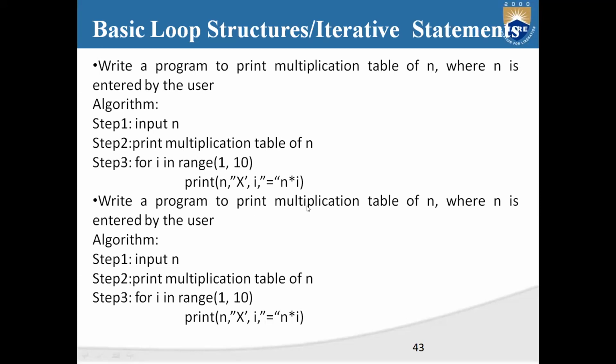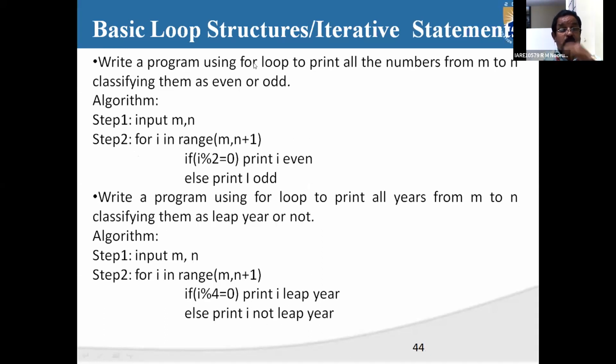Write a program to print the multiplication table of n, where n is entered by the user. The same thing that you have written, I think, twice. So here you are going to take the n value. Here we have initialized it within that one. Then write a program using for loop to print all the numbers from m to n, classifying them as even or odd. Say for example, if I am going to give from 20 to 30, what does this program imply.